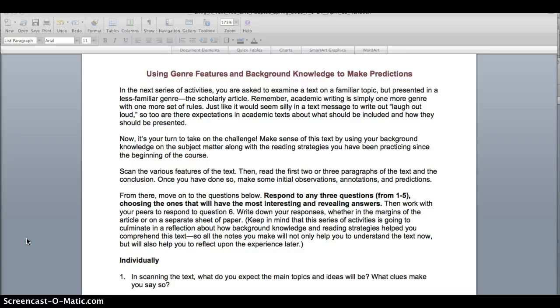This screencast is to show you how you might do the pre-reading for your scholarly article using your scholarly article and pages 15 and 16 of the Bring a Text You Like to Class unit. I'm going to show you how I might scan and preview the text, and then I'm going to show you how you might look at jargon and figures. So we'll start off here on page 15.